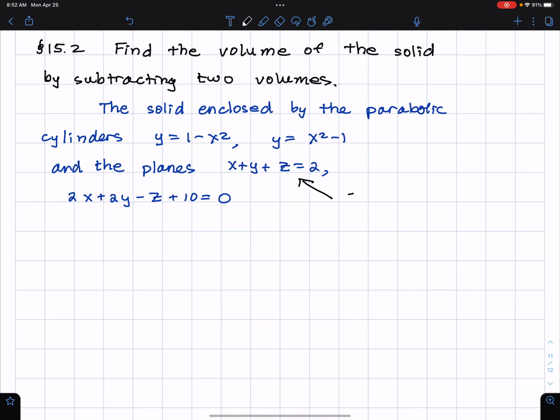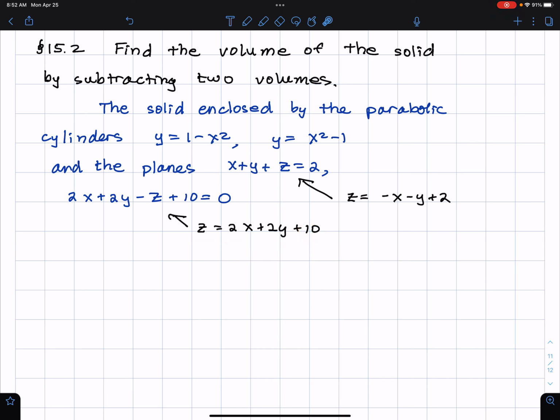I'm going to write the first one as z equals negative x minus y plus 2. And this other one over here, if I just add z to the right-hand side, I'll get z equals 2x plus 2y plus 10. If I spend a lot of time, I can sketch the graph, but one way to look at this, this one lies above. This one has plus 10 and this one has plus 2.